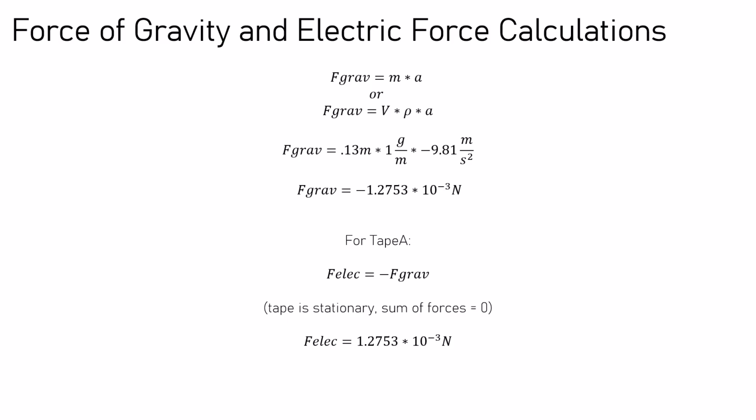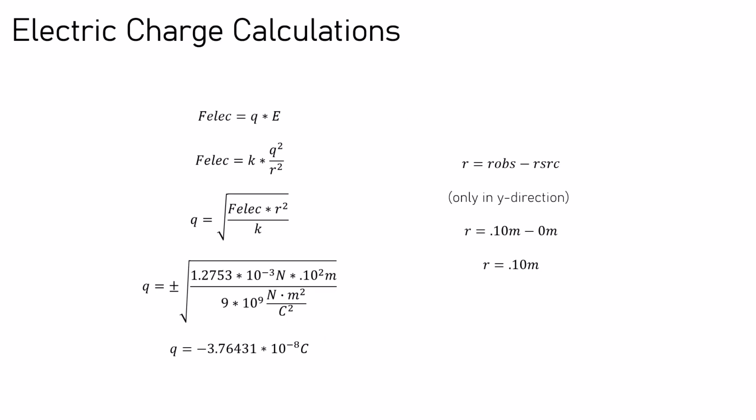So taking the data and calculating the forces and charge, the force of gravity on each piece of tape is mass times acceleration, or volume times density times acceleration, which is shown below, being negative 1.27 times 10 to the negative third newtons. And for tape A, since it's stationary, the forces must cancel. So F elec should equal negative F grav, so it's just the negative of the gravity force. Calculating the electric charge, first we use the distance we measured in the lab to get the R vector, and then rearranging the electric force equation for charge, we plug in all our numbers and get negative 3.76 times 10 to the negative 8th coulombs for our charge.